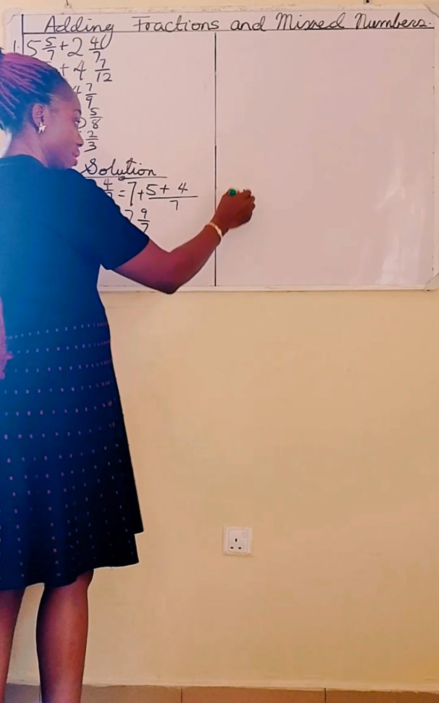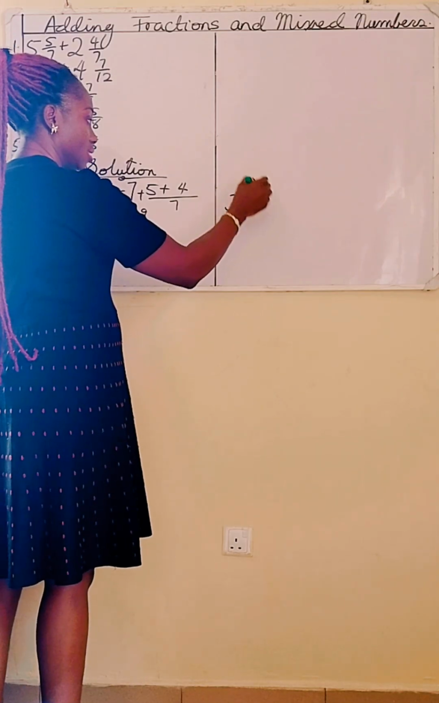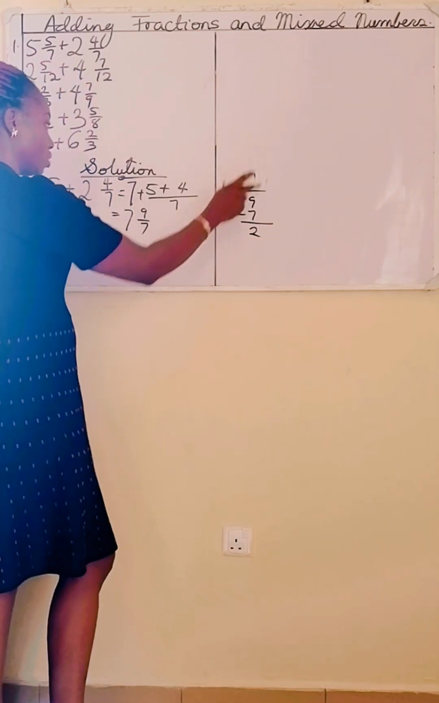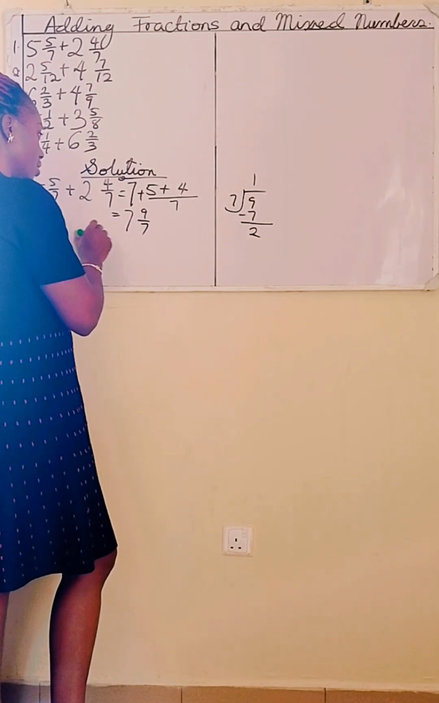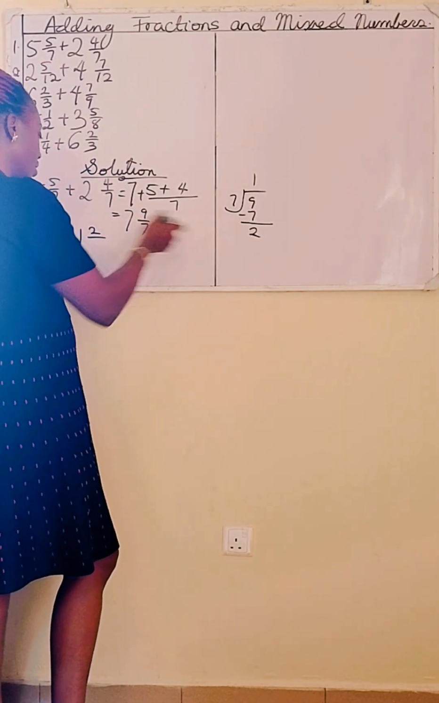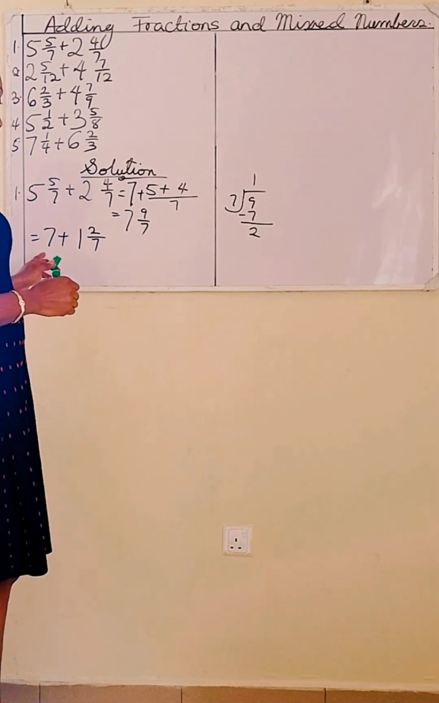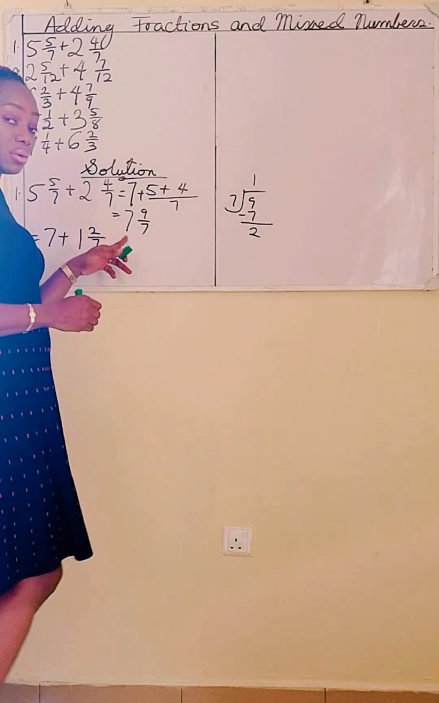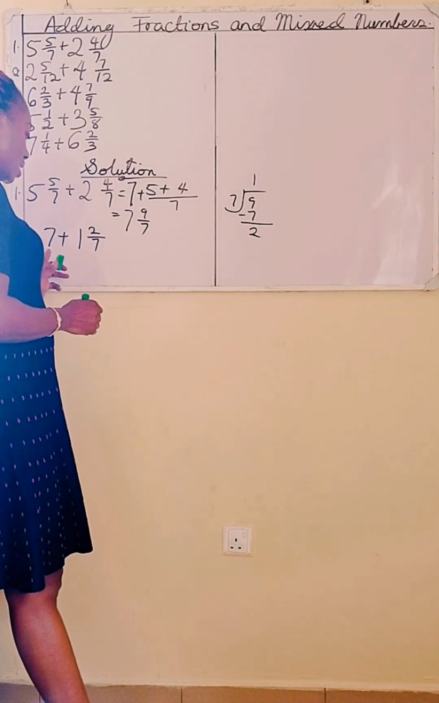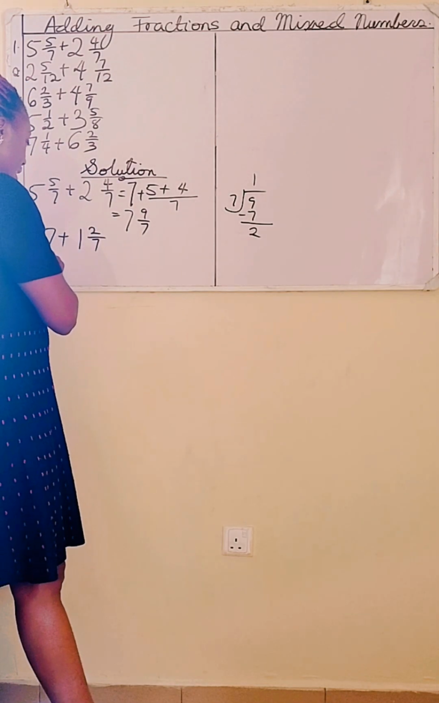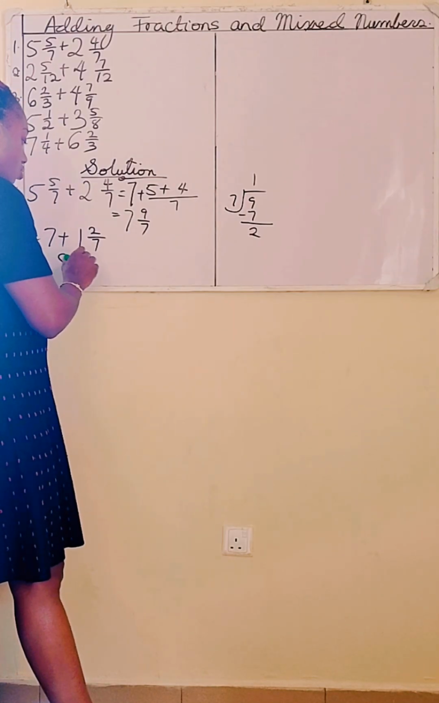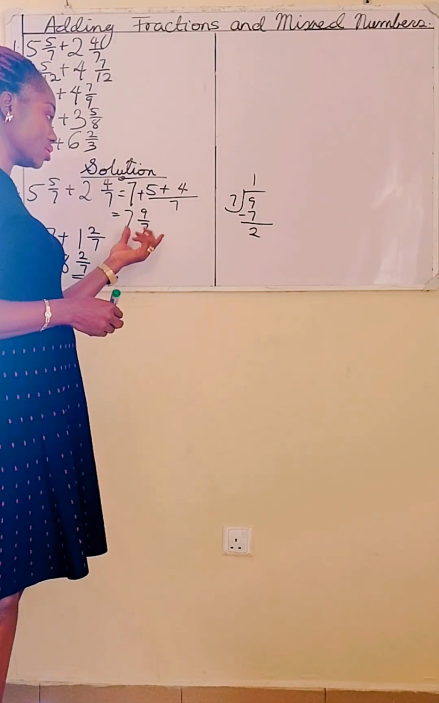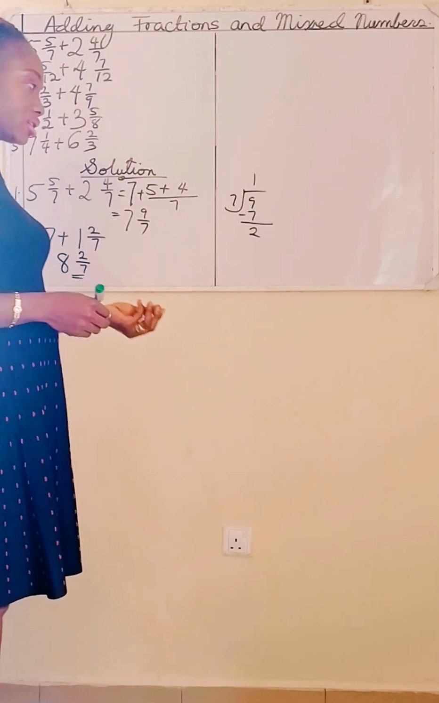If we are to use the long division method, we have 7 and 9. 7 and 9 give us 1. 7 times 1 is 7. Remainder what? 2. So we have 1 whole remainder 2/7. So we're going to add this together with the old whole number we have here, which is 7. Then 7 plus 1 is what? 8 2/7. And this is our final answer. We can't leave our answer like this because this is an improper mixed fraction.